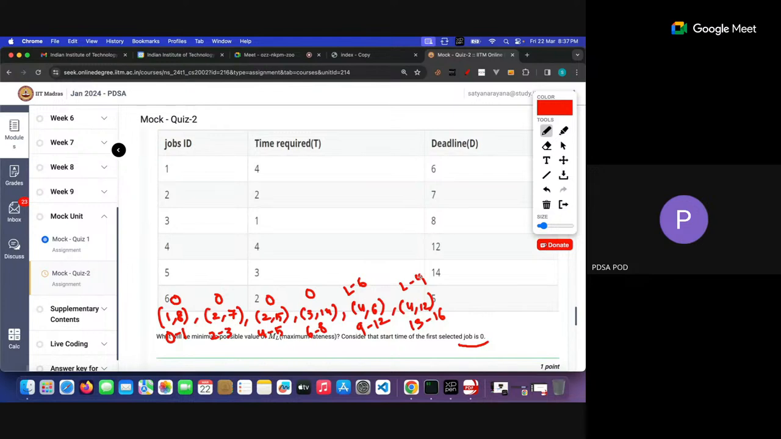But what we do is we try to sort based on deadline. Definitely, if you sort based on deadline, we get a better value. So remember, this is what I'm using: sorting based on deadline. If you sort based on deadline, the first job is going to be that.